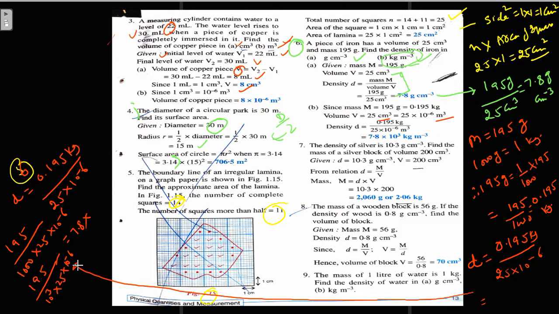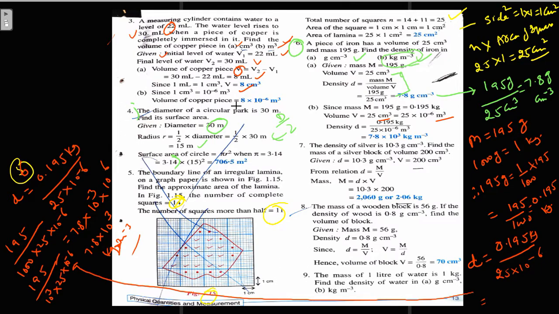So we will get here 10 raised to power minus 3 will become minus, and this will become plus. So this will become 7.8 into 10 raised to power 6 minus 3, which is 3. Answer would be kilogram per meter cube. Right, students?